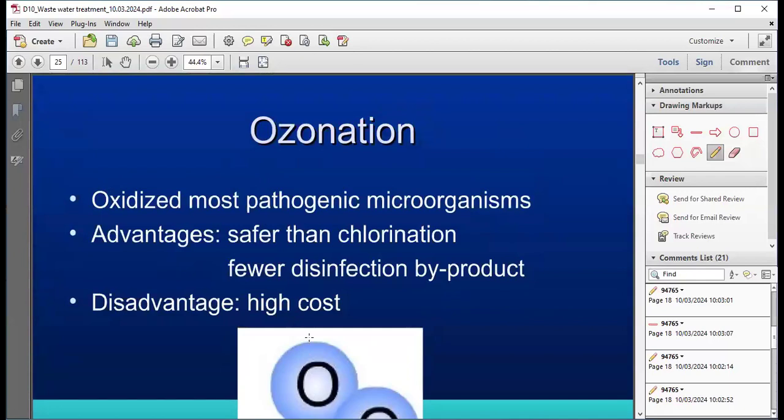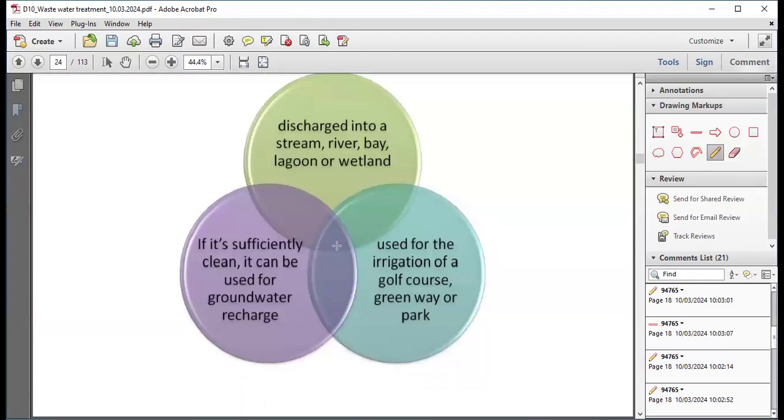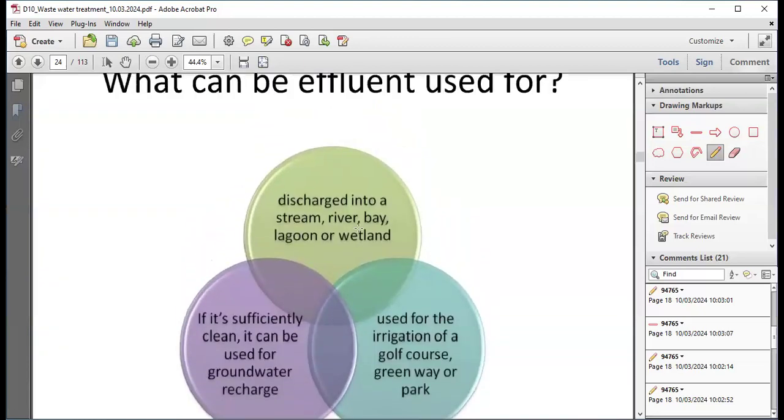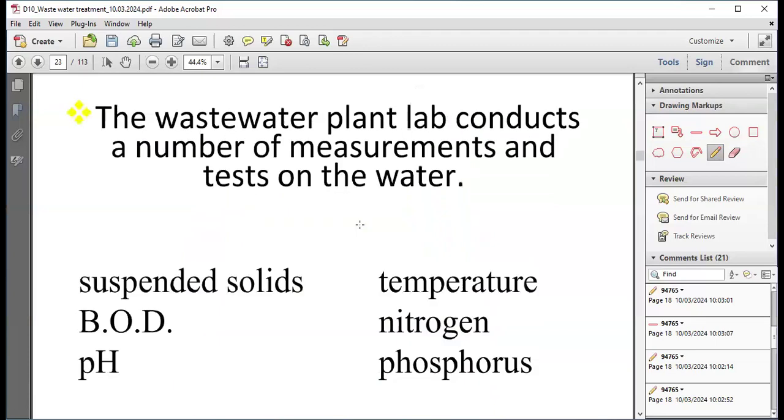This is ozonization, which oxidizes most pathogenic microorganisms. Advantages: safer than chlorination, fewer disinfection byproducts. Disadvantage: high cost. Right? Ozonization. So you have to understand what ozone is. You already heard about the ozone layer in the air, right?